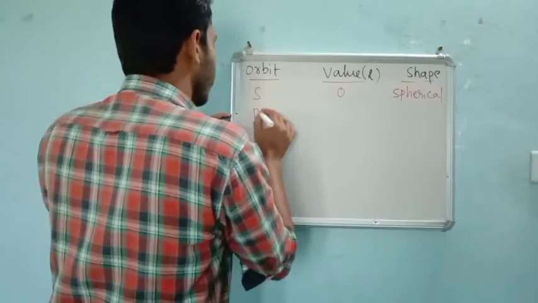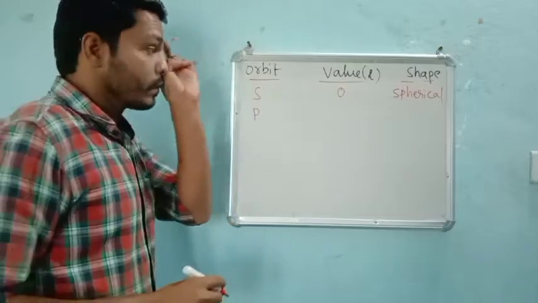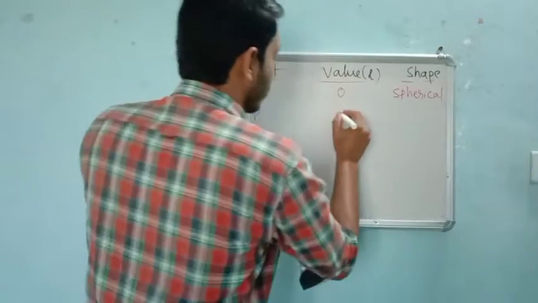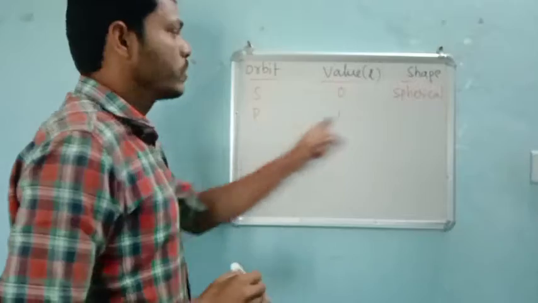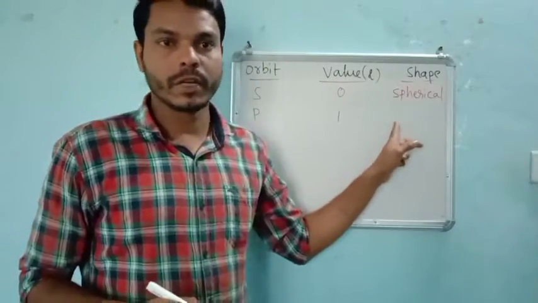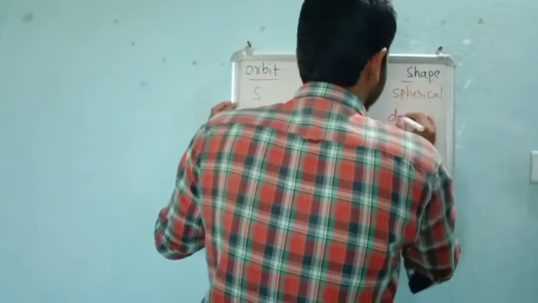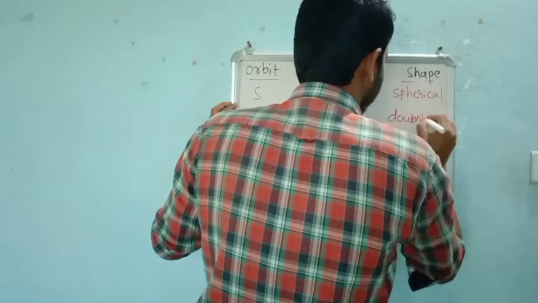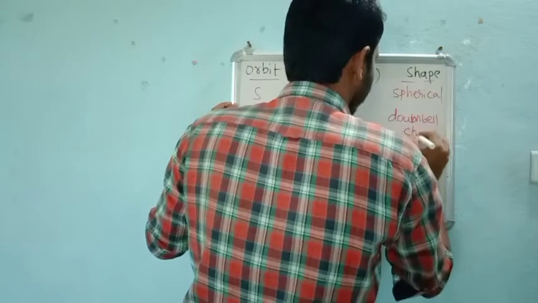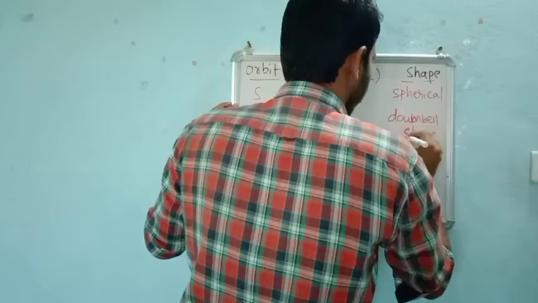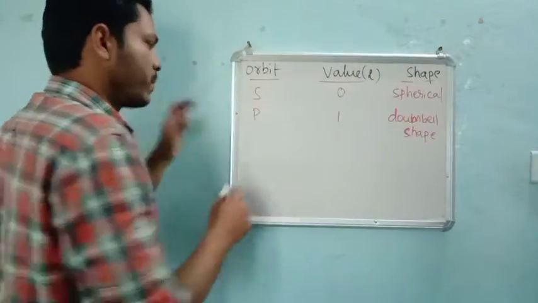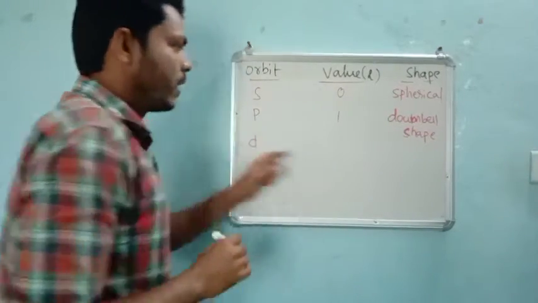If it is P, then the value will be 1, and its shape will be dumbbell shape, right? So we can have it as dumbbell shape. And now coming to D, the value will be what?